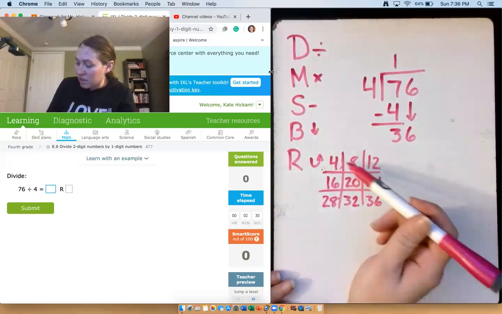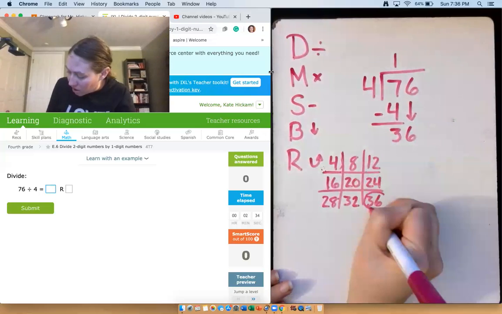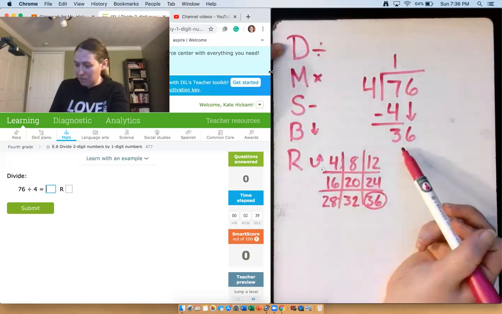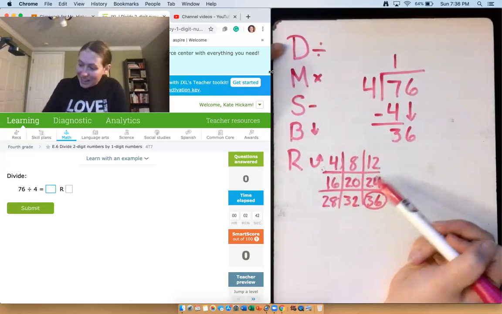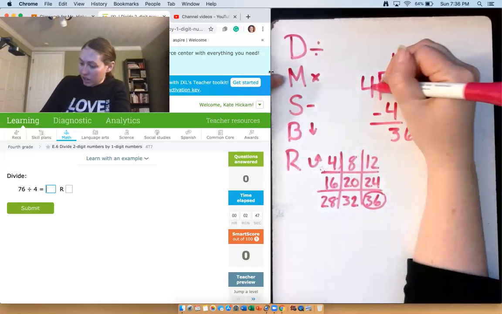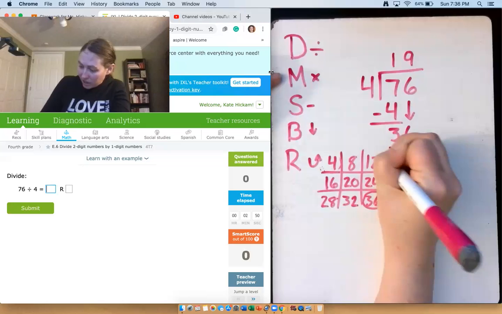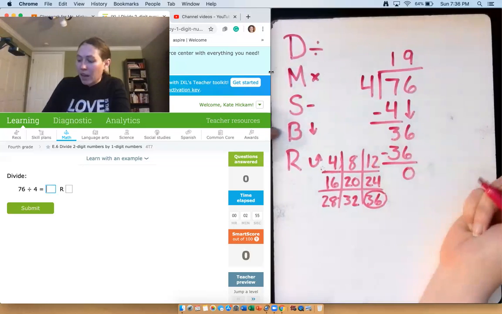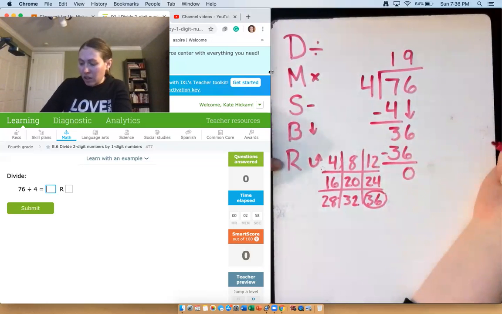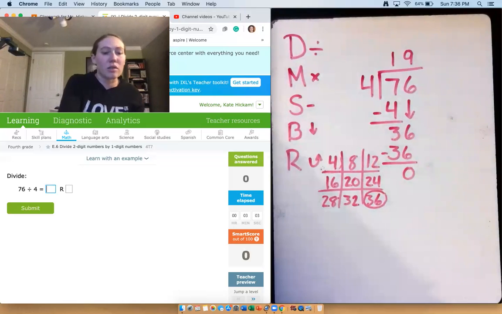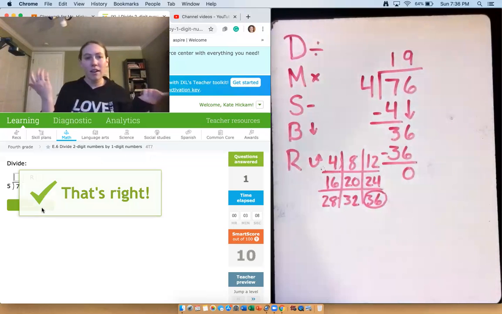So I go, see if I can get to 36. Oh, I can. So that's my divide step. 4 goes into 36 how many times? 3, 6, 9 times. Go to my multiply step. 9 times 4 equals 36. I subtract. 36 take away 36 is 0. I bring down, oh, I have nothing to bring down. It's a 0, so I don't even have a remainder. So in this one, my answer is just going to be 19, remainder 0. Hit submit, and I got it right.